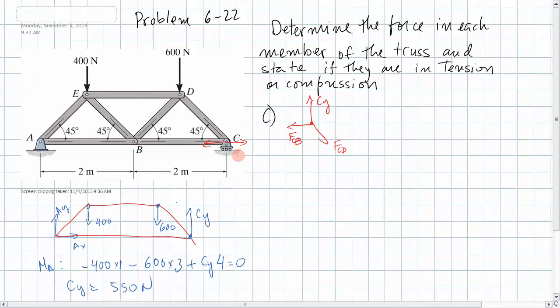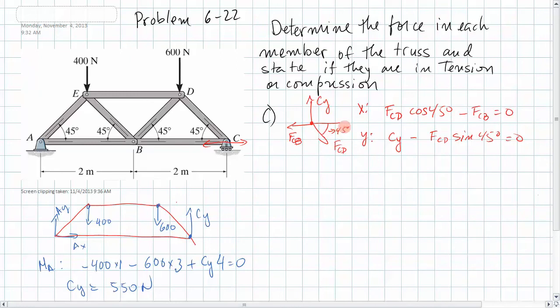So let's just write the equations now. For the x-axis, I get FCD cosine of 45 degrees minus FCB equal to 0. For the y-axis, I get Cy minus FCD sine of 45 degrees equal to 0. And I'm using this angle here, right? This is 45 degrees.